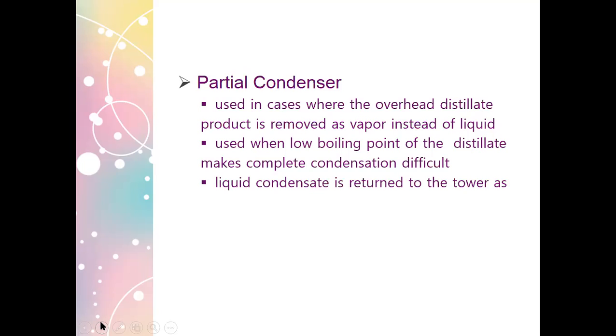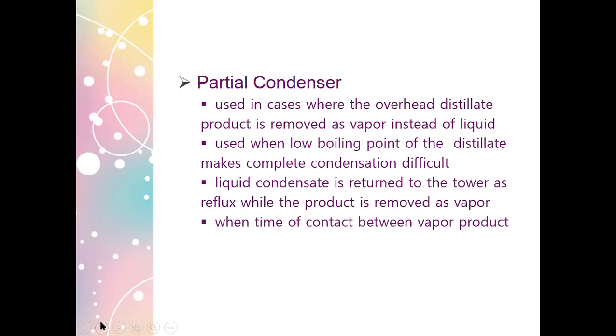Why is it a partial condenser? Because liquid condensate is returned into the column as reflux, while the rest that cannot be condensed because of its very low volatility or boiling point is removed as vapor. But still you are condensing. Take note, you are condensing part of the vapor leaving the top plate for the purpose of reflux. You really need to provide reflux liquid that goes down to your column.